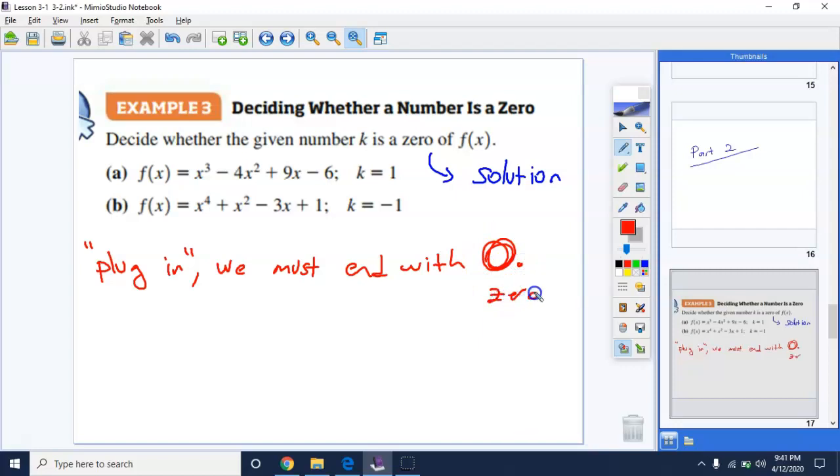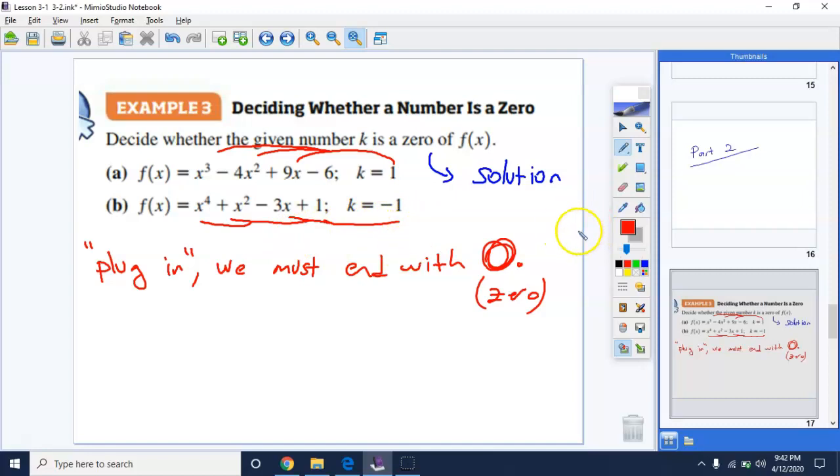Let's say we plug in 1 here, and if we get a 0, that means yes, 1 is a solution of this polynomial. And on B, we're going to plug in negative 1 here, and if we get 0, yes, negative 1 is a solution of it, a 0 of that function. But if we get something other than 0, we're going to say no, negative 1 is not a 0 of this function.